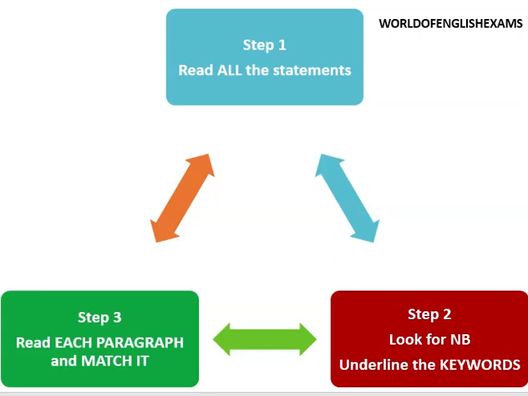So first you need to read all the questions, then underline the keywords and look for NB. It is not compulsory that in every question type you will find NB, but if you find it, it means that one paragraph will contain 2 answers. So at least one paragraph will be repeated twice. Then the final thing is you're going to read the paragraphs one after the other and match it to the information. So this is as simple as this, guys. If you follow this protocol, I'm sure that everyone will get the right answers.